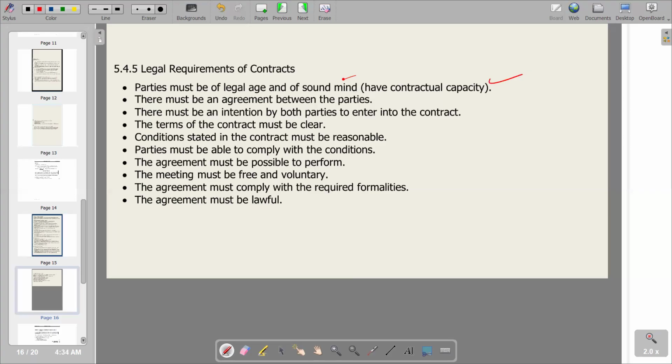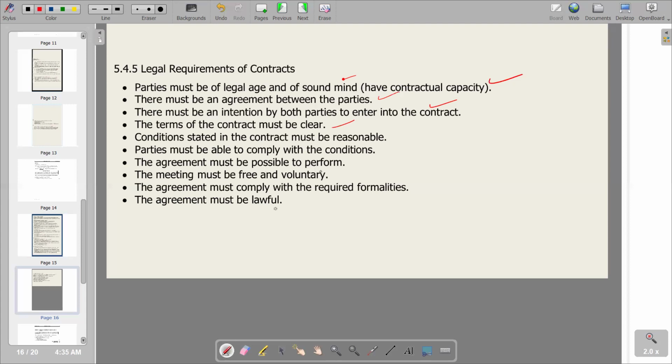Second one, there must be an agreement between the parties. So you cannot get into a contract when you're not agreeing. In other words, one of the parties is being forced. So basically, that obviously will render the contract invalid. The next one, there must be an intention by both parties to enter into the contract. And then the terms of the contract must be clear to everyone. Not in a situation that maybe after signing, you start to complain because some of the things are not clear. It obviously makes the contract invalid also.